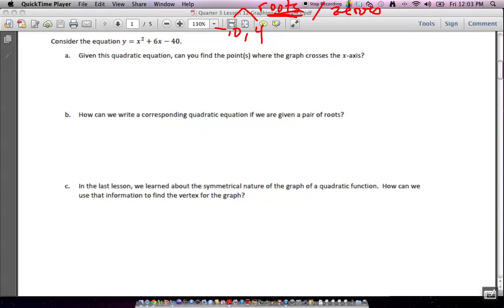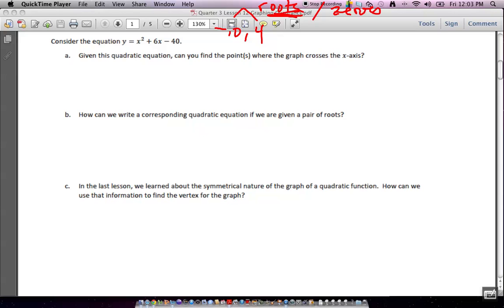what we're saying here is that Mia said that if she graphed it, she found that it touched the x-axis at negative 10 and 4. And those are called the roots or the zeros of the equation. But part A is saying, given this quadratic equation, can you find the points where it crosses the x-axis? And one way would be what we call graphically. We just did that.